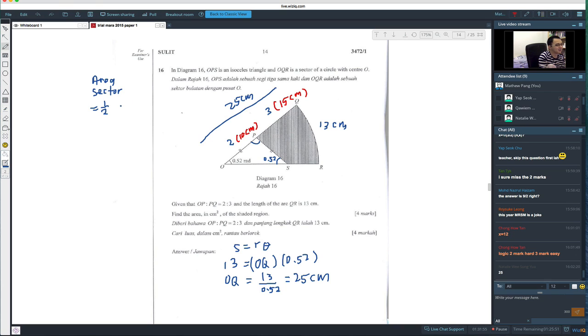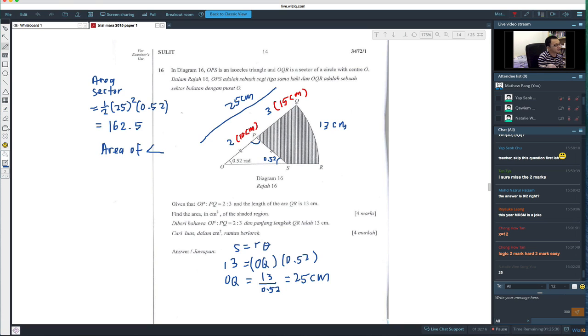My r is 25. Theta is 0.52. Half r square theta. So yeah, this one use calculator to solve first. 25 square multiple 0.52 divided by 2. So it's 162.5. And then I need to find the area of triangle also.